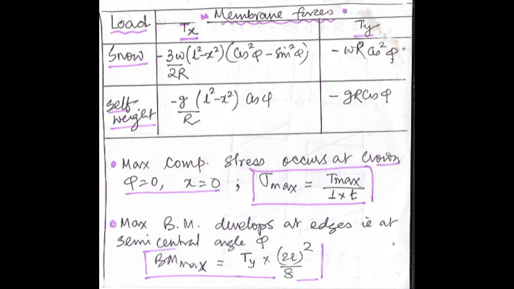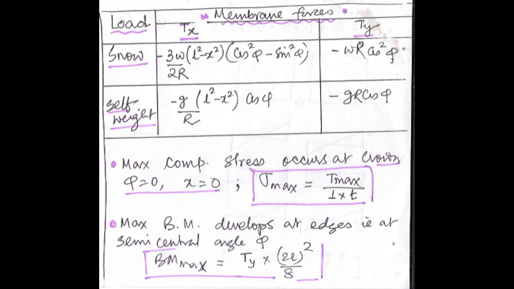So the maximum stress sigma max is equal to T max divided by 1 into t. What is t? T is the thickness of the shell. What is 1? 1 means per unit meter length of the shell. So this is one part. Sometimes we have to find the maximum bending moment developed in the shell. The maximum bending moment is developed at the edge. Edge means there the semicentral angle will be phi. So by putting the value of phi, you find the value of Ty, the membrane force along the y-axis, and then the maximum bending moment is equal to Ty into 2L square by 8.